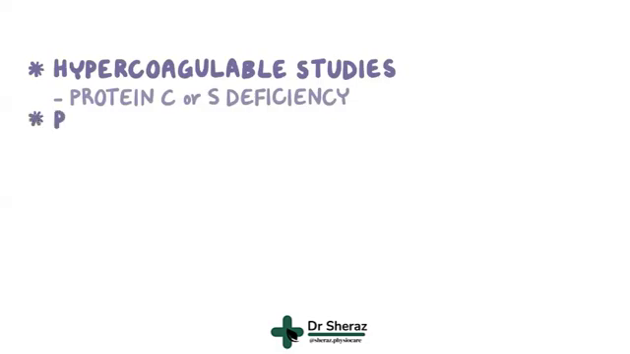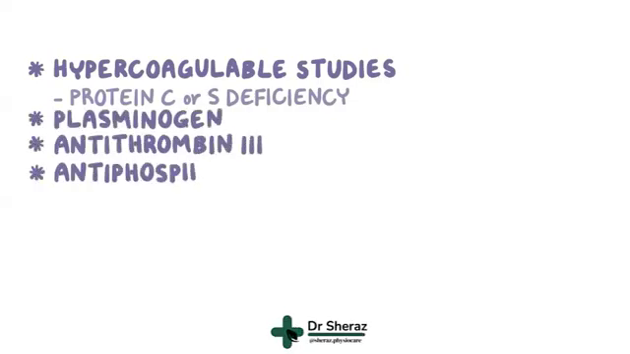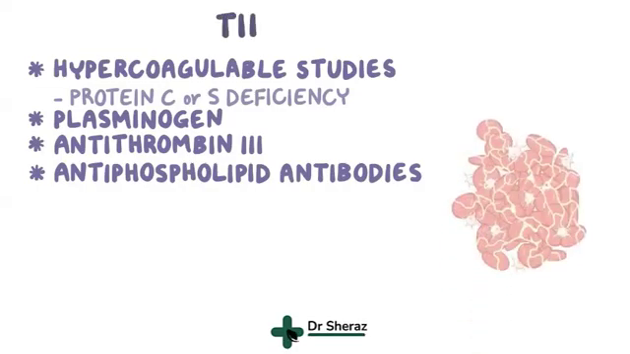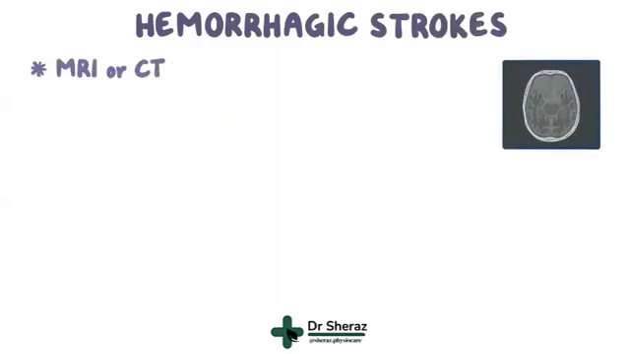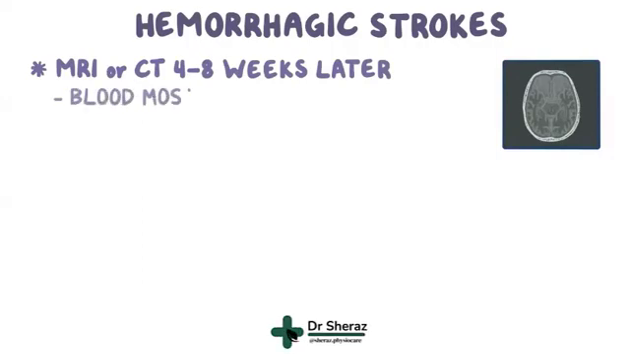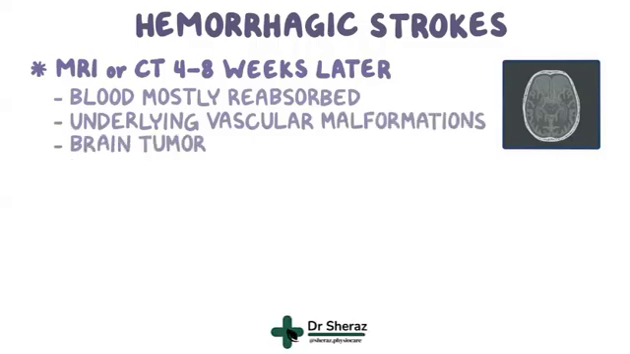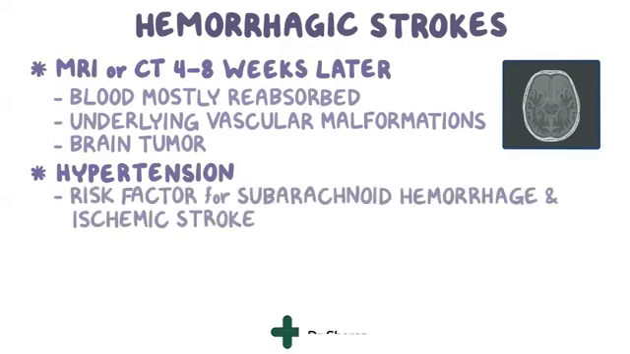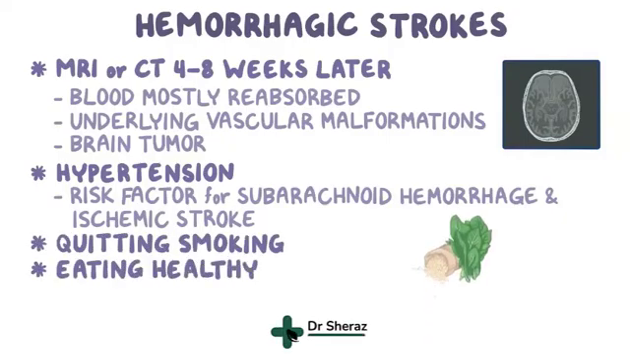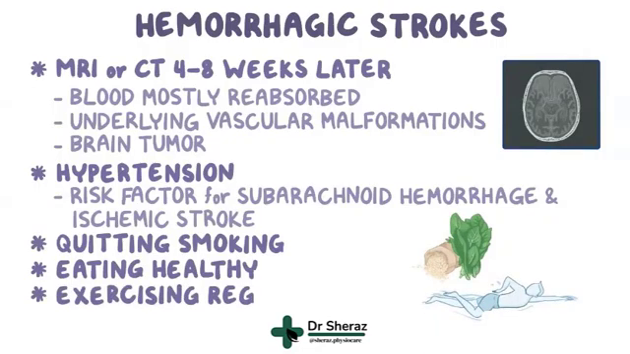Hypercoagulable studies for protein C or S deficiency, plasminogen, antithrombin 3 levels, and antiphospholipid antibodies can be checked because they're all associated with thrombosis. For hemorrhagic strokes, an MRI or CT angiography is usually done 4 to 8 weeks later, because at that point, the blood has been mostly reabsorbed and it may be possible to see underlying vascular malformations or evidence of a brain tumor. Underlying factors like hypertension need to be controlled because they're risk factors for subarachnoid hemorrhage and ischemic stroke. Also, hyperlipidemia and diabetes need to be controlled because they are risk factors for ischemic stroke. Finally, quitting smoking, eating a healthy diet, and exercising regularly are all important ways to prevent a future stroke.